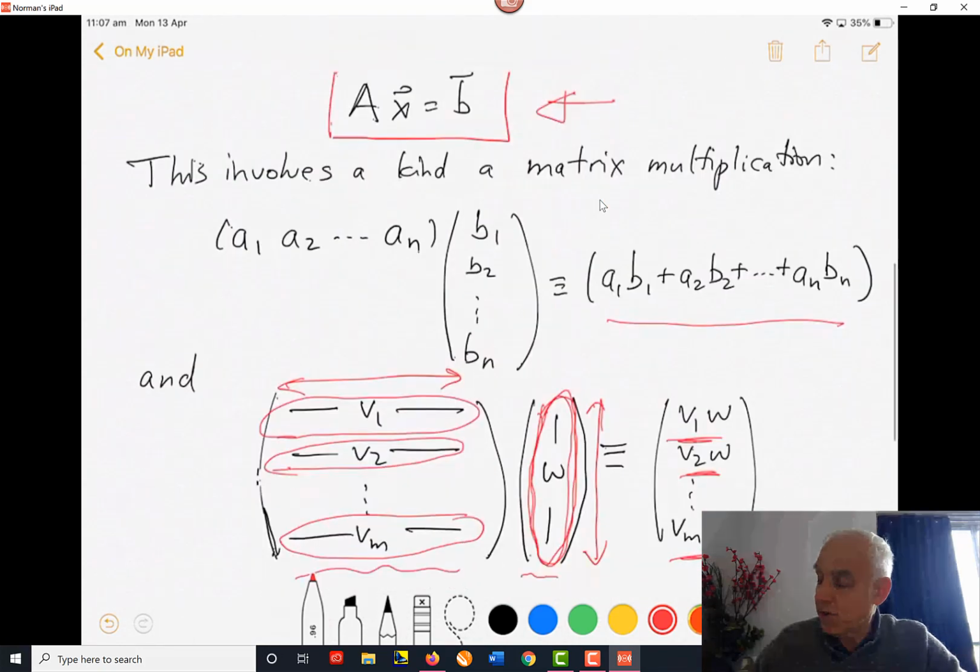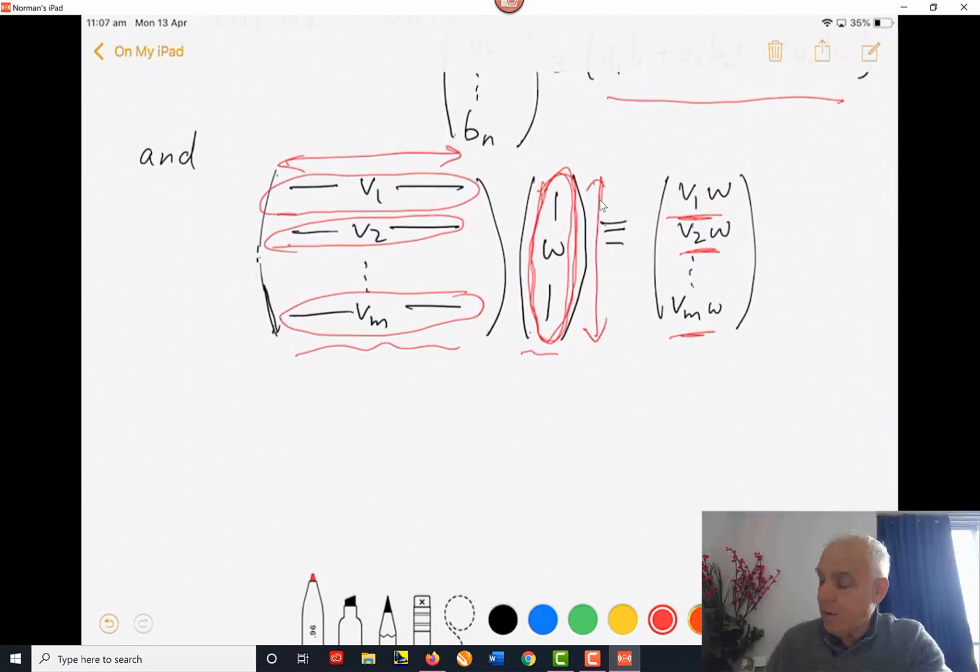Okay, so that was the notation, just a quick summary. And now we want to summarize what we ended up doing with row reduction.